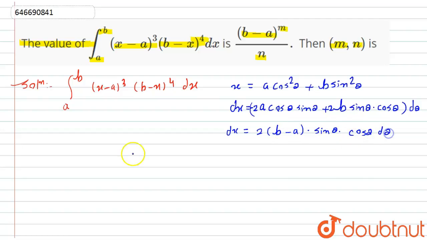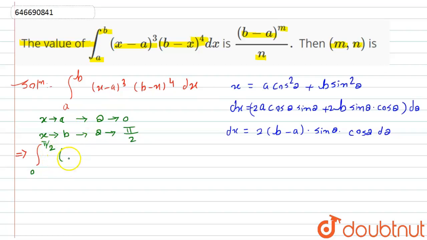Okay, so on substituting this here, our integration will become integration of a to b. This limit will also be changed here, so let us change the limit. On putting the value of x as a, the value of theta will be 0. On putting the value of x as b, the value of theta will become pi by 2. So our integration will become integration of 0 to pi by 2.